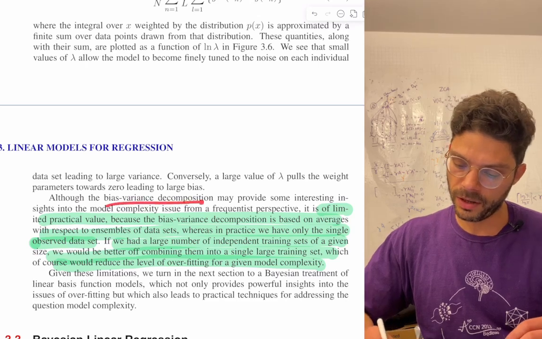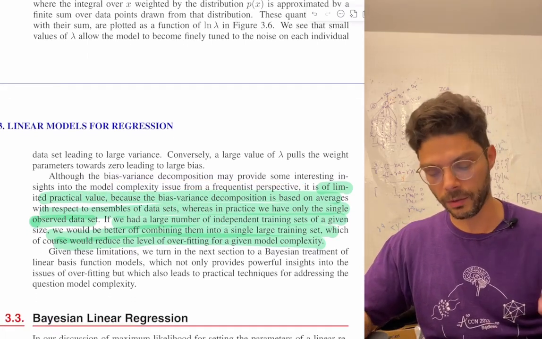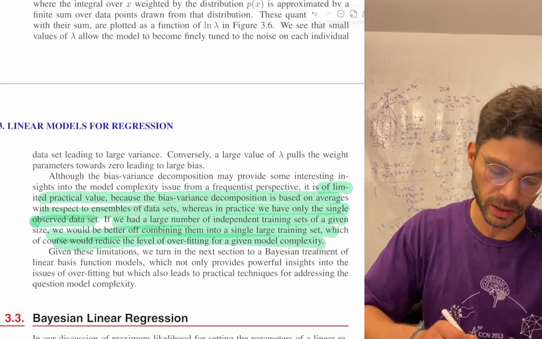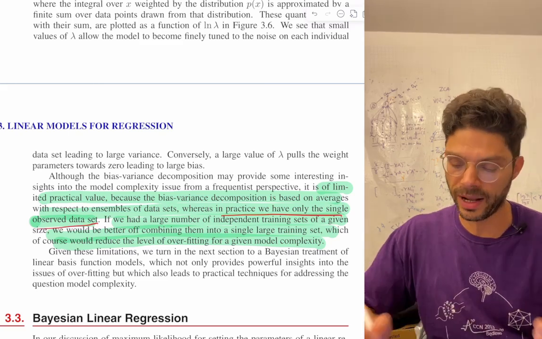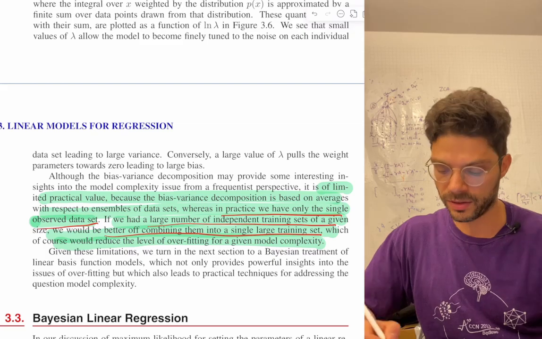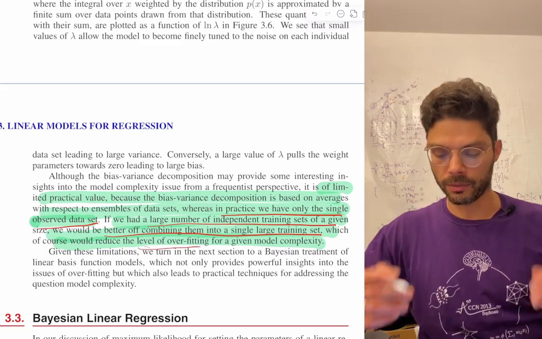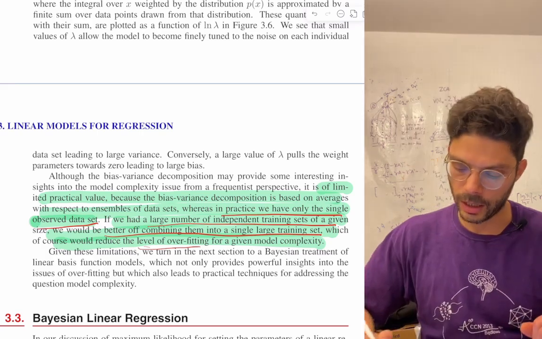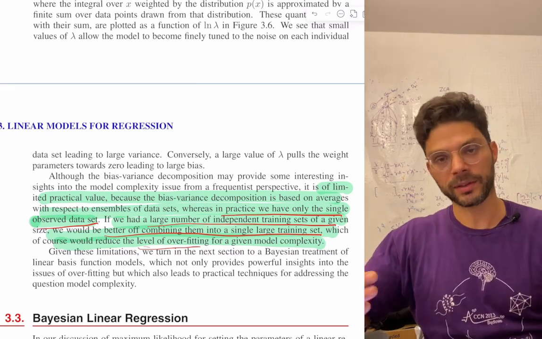Now although the bias-variance decomposition may provide some interesting insights into the model complexity issue from a frequentist perspective, it is of limited practical value, because the bias-variance decomposition is based on averages with respect to ensembles of data sets. Whereas in practice we have only a single observed data set. And if we had a large number of data sets, we'd be better off combining them into a single large training set, which would at least address the overfitting issue, because now we have more data to fit our parameters to. Now we're going to contrast this approach with the Bayesian approach, which will take care of some of these conceptual and practical issues in a very natural way.